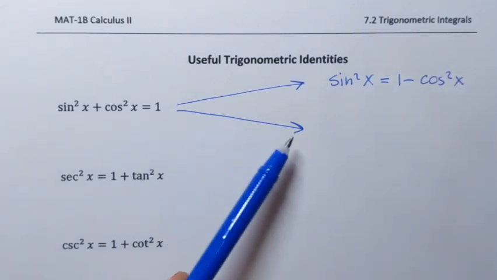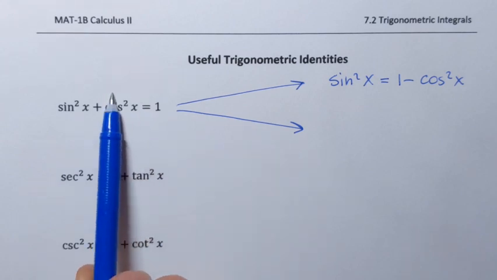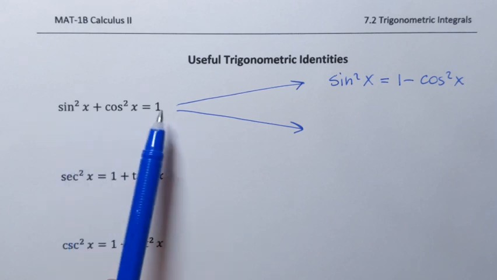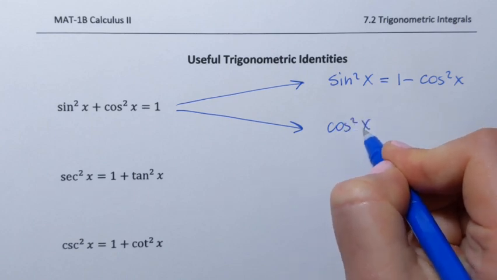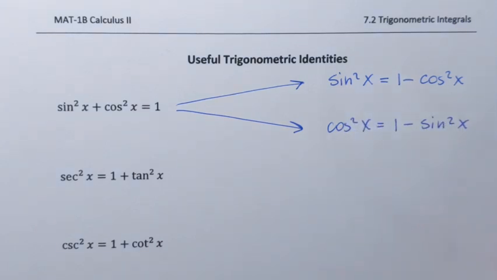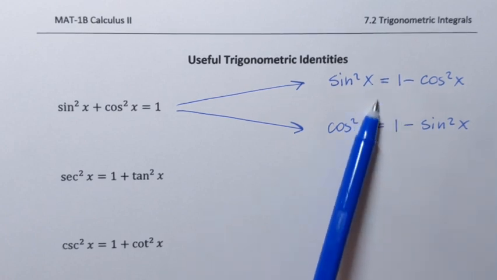And then another version of that identity is when I decide to get cosine squared of x by itself. It means that I'm subtracting sine squared of x from each side. And I'll get cosine squared of x equals 1 minus sine squared of x. Okay, so we have those two.